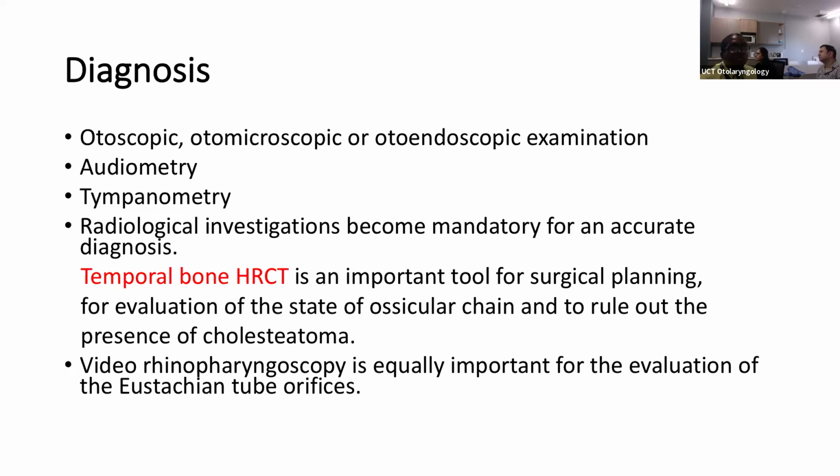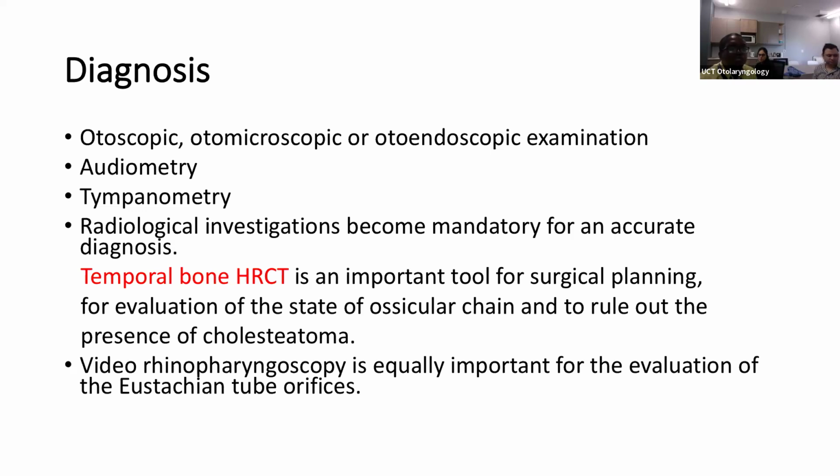We have to do the audiometry to get an idea of the hearing loss, because if there's a retraction pocket which doesn't look suspicious, but there's a significant hearing loss, then it's possible that beyond what you are seeing, there's something else in the middle ear. We need to do a tympanometry. It gives us an idea of the function of the middle ear and the state of it.